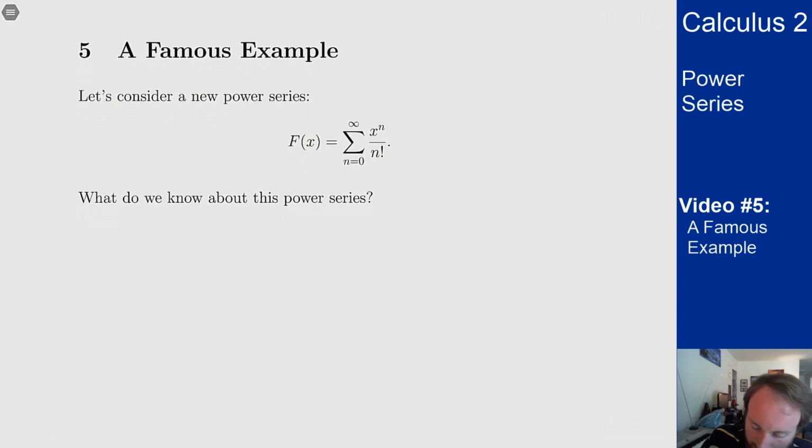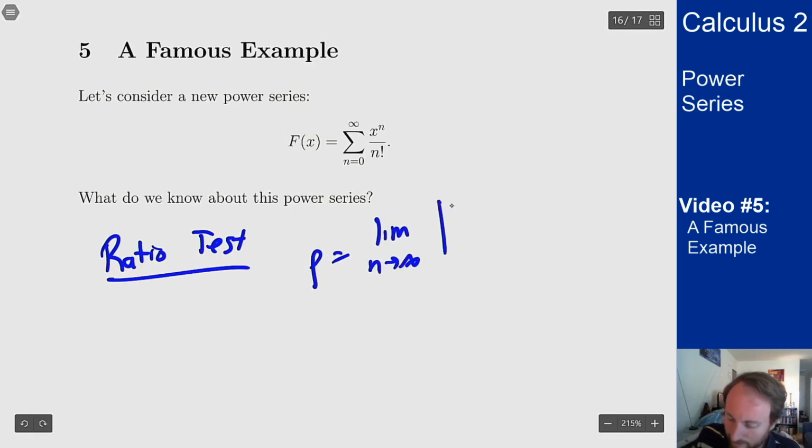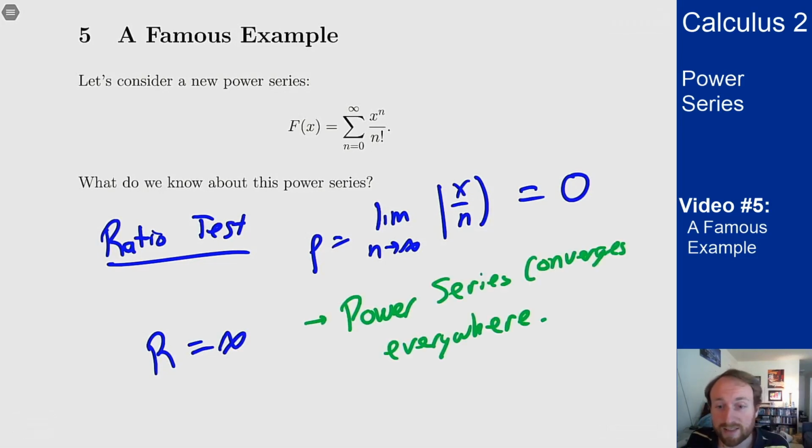Well, the ratio test tells us that our rho should be the limit as n goes to infinity. And after we simplify, absolute value of x over n, which is just 0, which means this always works no matter what x is, so my R here is infinity. So my series converges everywhere. Let's try some other stuff to see if we can see what's going on here.